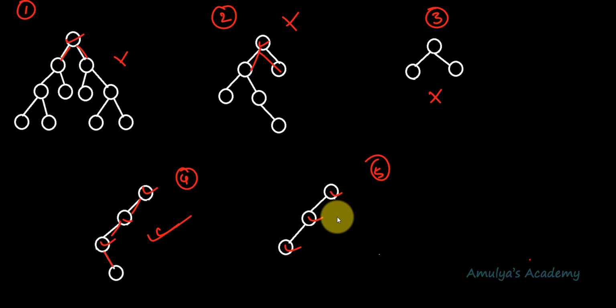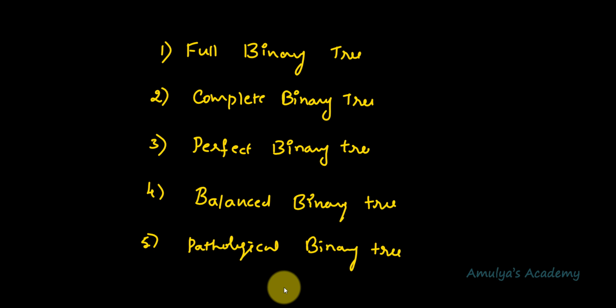Right? So this is about the 5 types of binary trees. I hope you are clear with all the 5 types of binary tree.